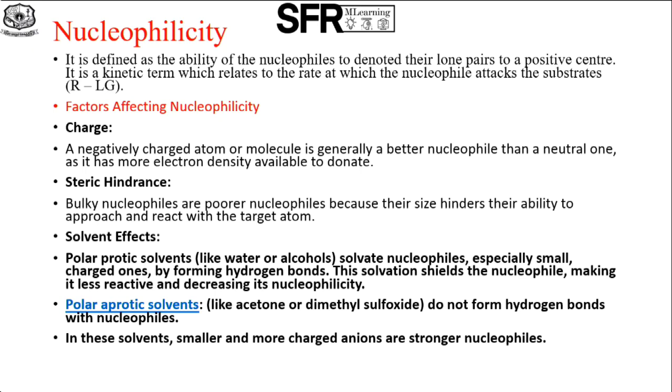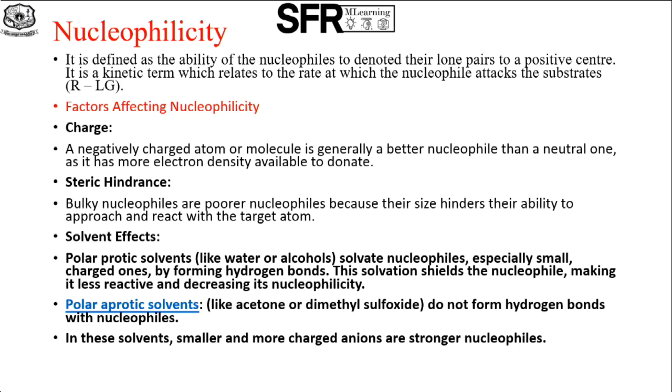Then what is nucleophilicity? The ability of donating electrons to the electron deficient species is called nucleophilicity. It is determined based on the rate. It is a kinetic term. Nucleophilicity is defined as the ability of a nucleophile to donate electrons to the electron deficient species. And the factors affecting the nucleophilicity are charge, steric hindrance, and solvent effects.